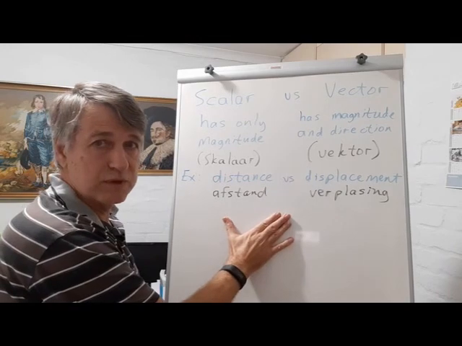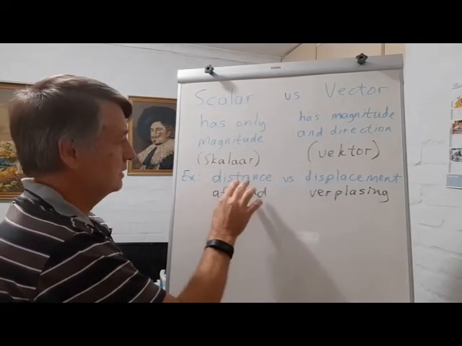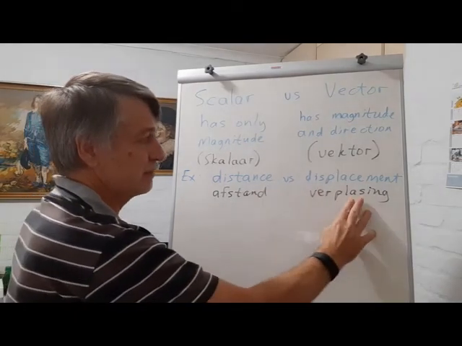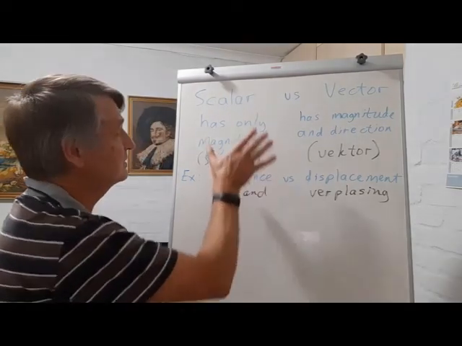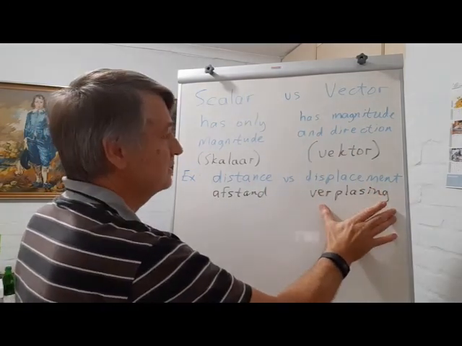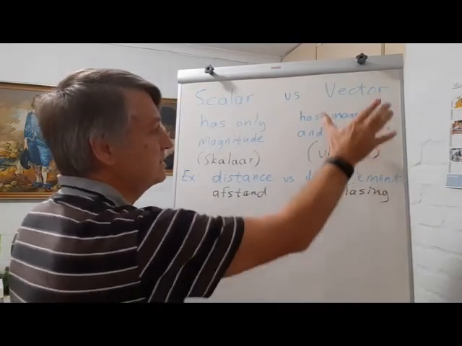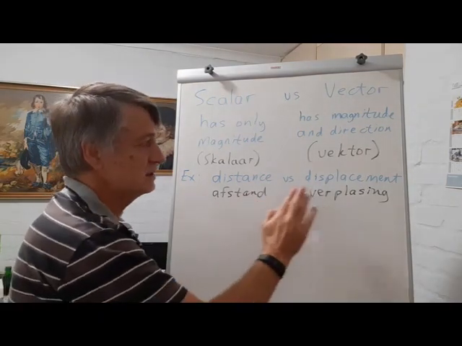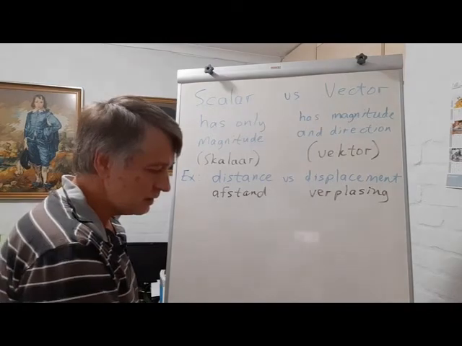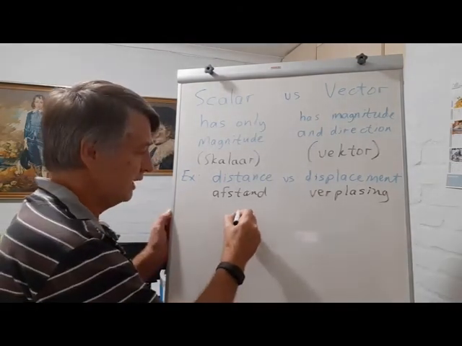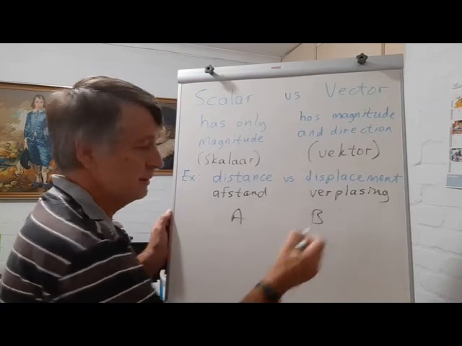An example, a voorbeeld. Distance versus displacement. Afstand teenoor verplaasing. Distance is a scalar quantity. Verplaasing is a vector. Displacement is a vector. So, what's the difference now between distance and displacement? Quick explanation of that.